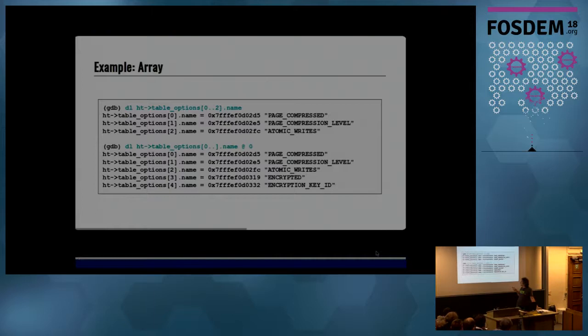So I use an open-ended range saying start from 0 and go, well, ad infinitum, but stop at 0. And then it'll automatically go and stop when the name equals 0. This way I can print arrays where I don't know the length in advance.